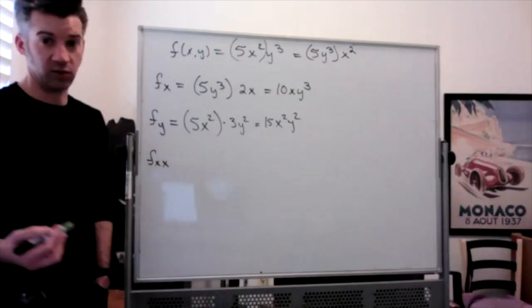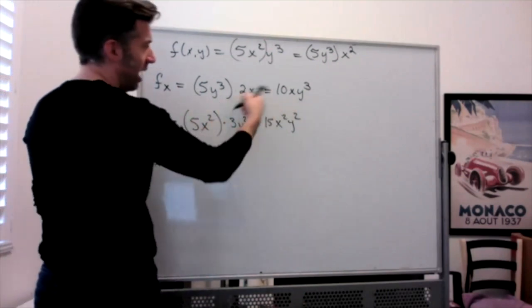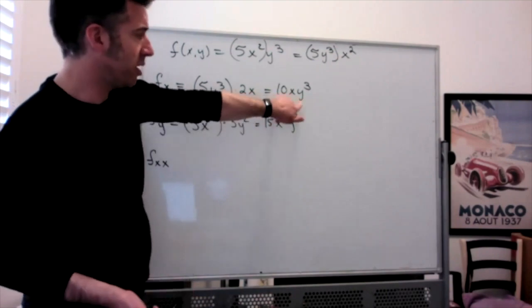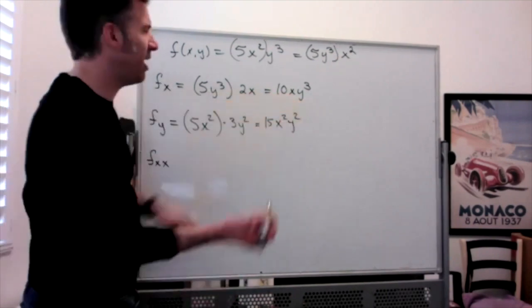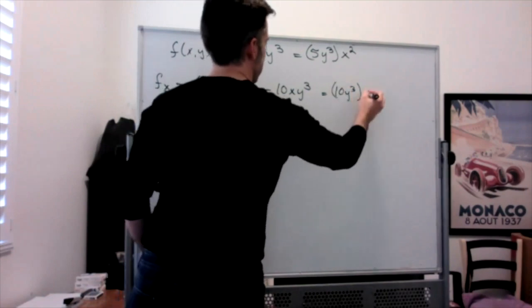Fxx, the second partial with respect to x. Well, again, we're going to do the same thing. I don't think I really need to rewrite it. I can see that that's going to be the constant 10y cubed. I'll rewrite it anyway, just for fun. This is 10y cubed times x.